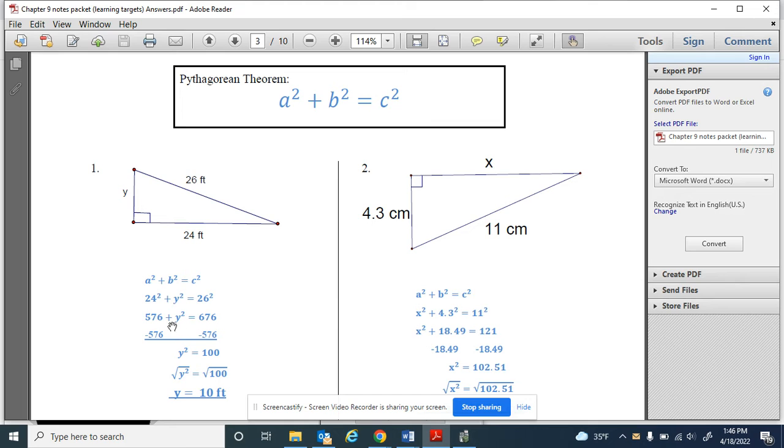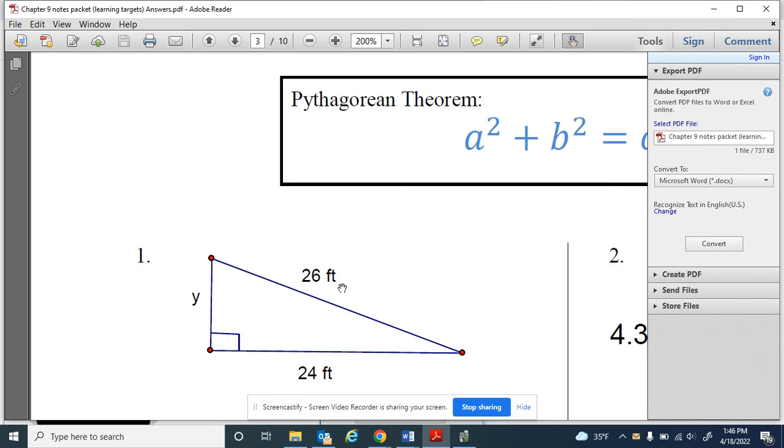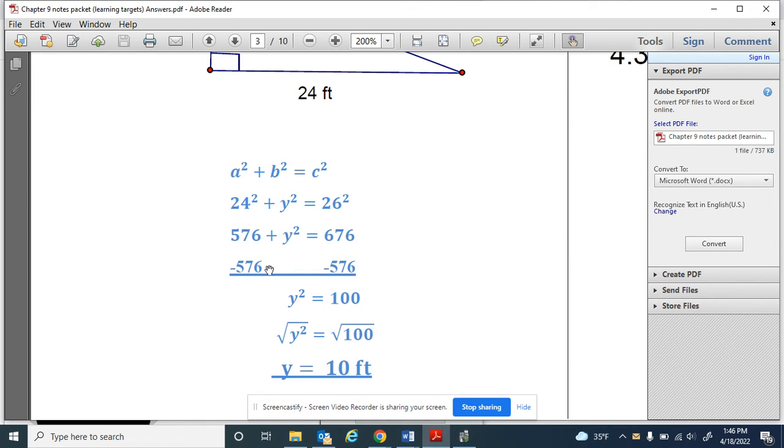And then what we want to do is solve this for y. So to get y by itself, we need to get rid of this plus 576. So what we're going to do is subtract 576 from both sides. I'll make it just a little bit larger here. So I'll subtract 576 from both sides. 676 minus 576, that's convenient. That equals 100. And we end up with y squared equals 100.